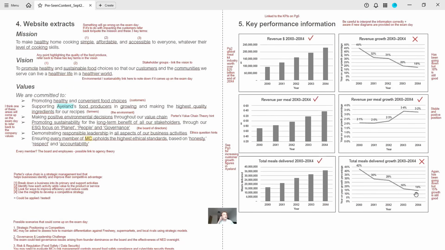So you can see on the diagrams, we'll take the ones on the bar charts on the left hand side, they are all in a positive trajectory, where we've got revenue per meal, total meals delivered. It's all looking positive and increasing. However, you see on the right hand side from the trends and the line graphs, well, the top two, top one and bottom one, the revenues have been going down and the meals delivered growth has been going down.